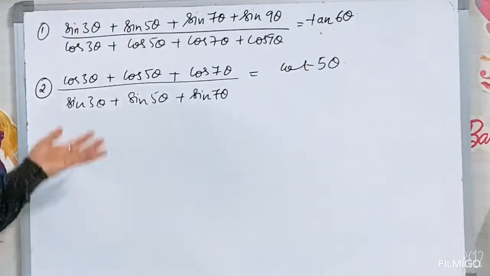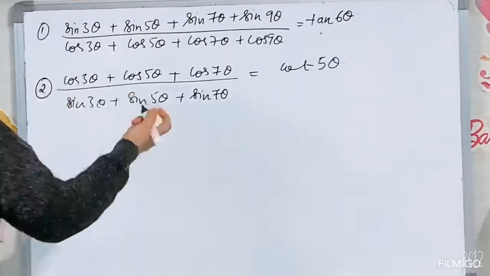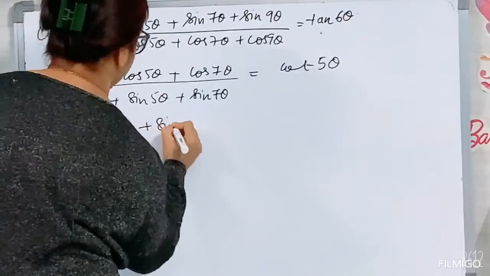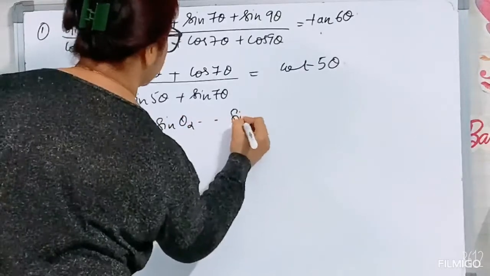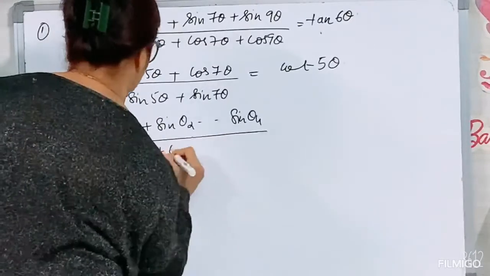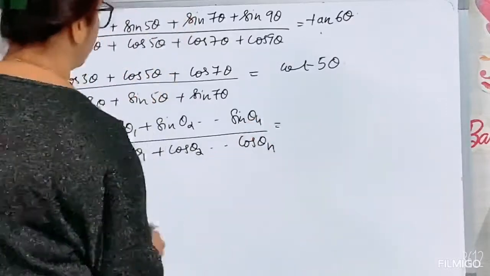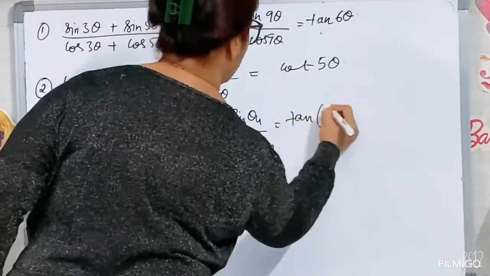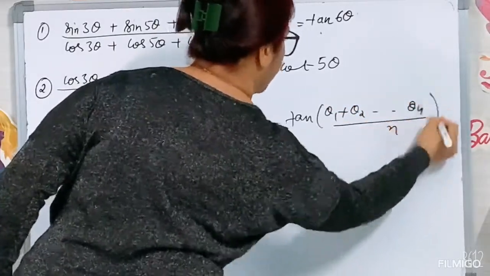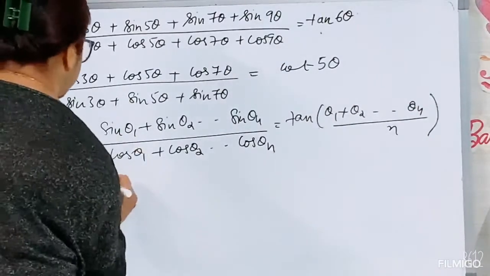These are the tricks that you have to use in the competition, but for that what was the trick? See here, let's start with the trick. Sine theta 1 plus sine theta 2 till sine theta n by cos theta 1 plus cos theta 2 till cos theta n is equal to tan. How many are there? You need to add them and divide by the total number. This becomes the formula.